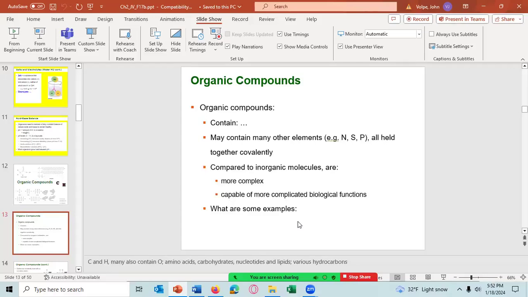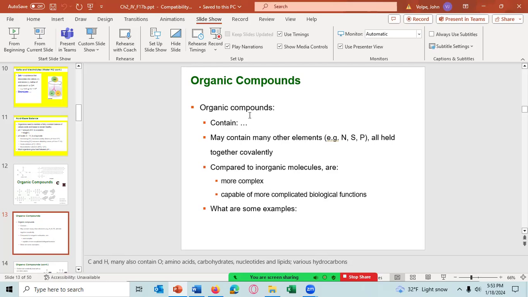Organic compounds always contain carbon and hydrogen. Many of them contain oxygen, but not all organic compounds do. They may contain other elements like nitrogen, sulfur, phosphorus. All of these different atoms are held together covalently in an organic compound. Compared to inorganic molecules, they are more complex and capable of more complicated biological functions.